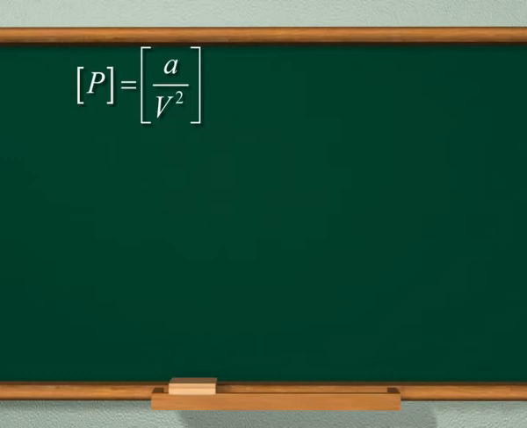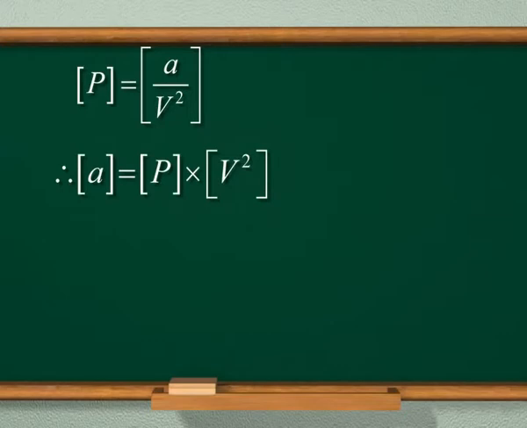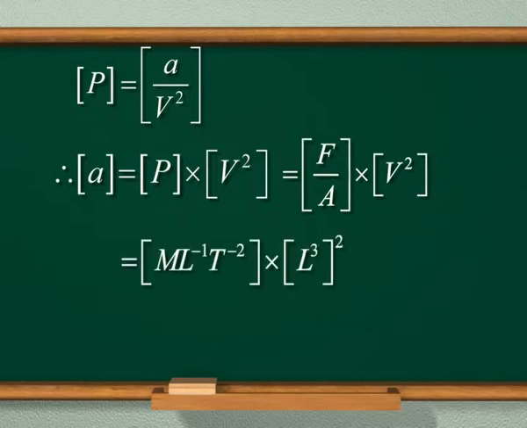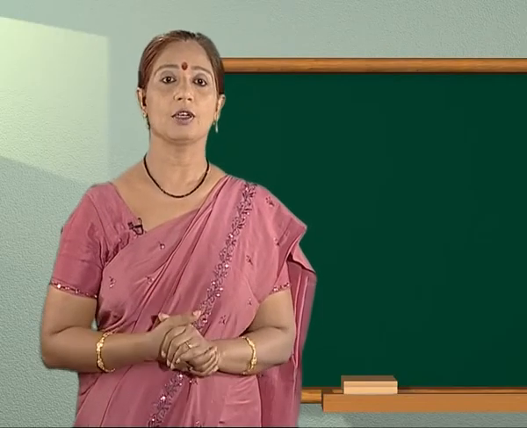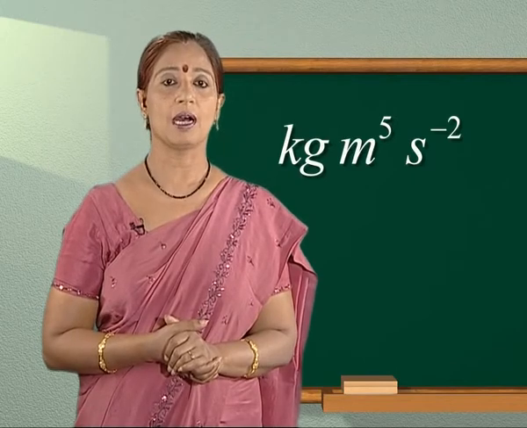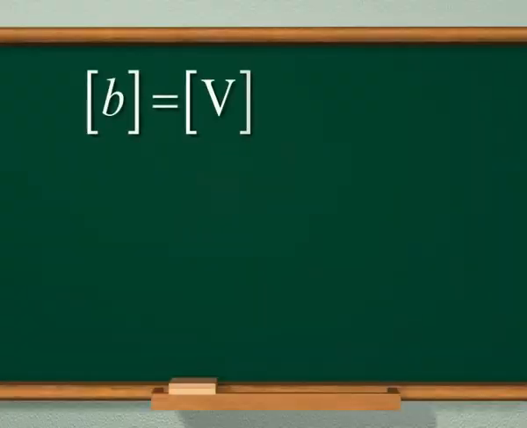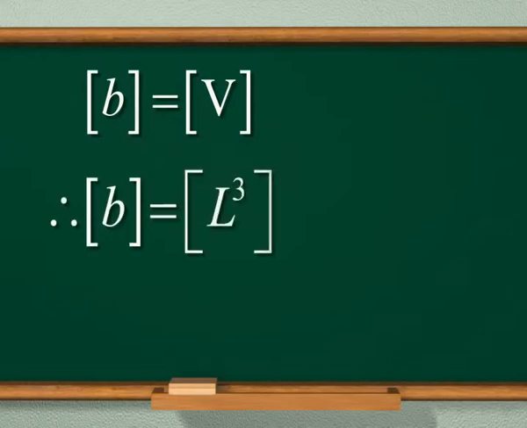So, dimension of p is equal to the dimension of a upon v square, or in other words, dimension of a is equal to the product of the dimensions of p and v square. We know that pressure is equal to force per unit area. Therefore, the dimension of a is M1 L5 T minus 2. This shows that the unit of a is kilogram meter raised to the power 5 per second square. Similarly, dimension of b is equal to dimension of v, that is L cube. And unit of b is same as the unit of volume, that is meter cube.